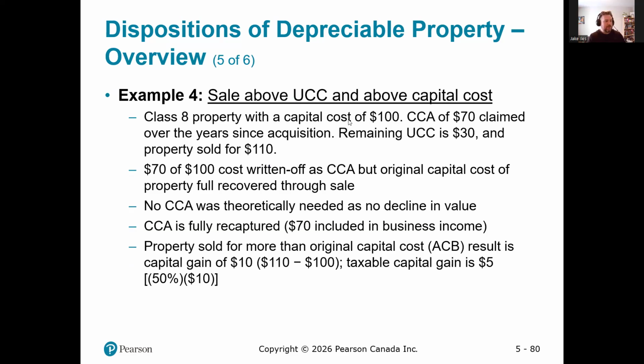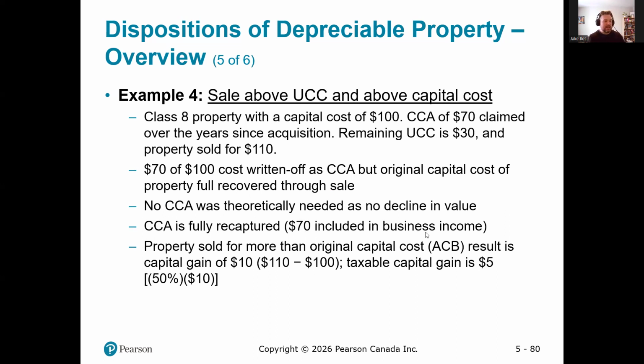Class 8 property with a capital cost of $100, CCA of 70, means our remaining UCC of $30, but we sold it for 110. So we've been recognizing a decline in value that clearly didn't occur because the value of that property actually went up. So $70 of the $100 was written off at CCA, but we need to recover all of that reduced value, all of that expense CCA, as recapture, and the difference above our cost will be the capital gain. So theoretically, no CCA was actually needed to recognize a decline in value. So we will fully recapture the CCA.